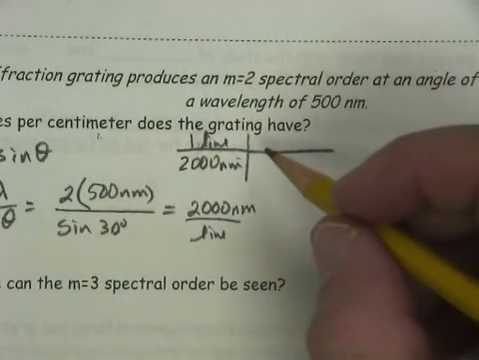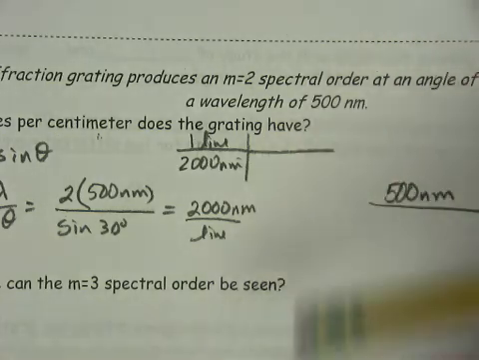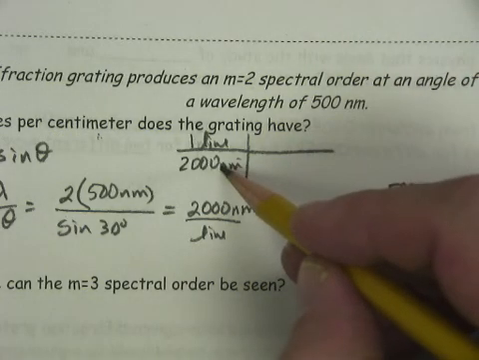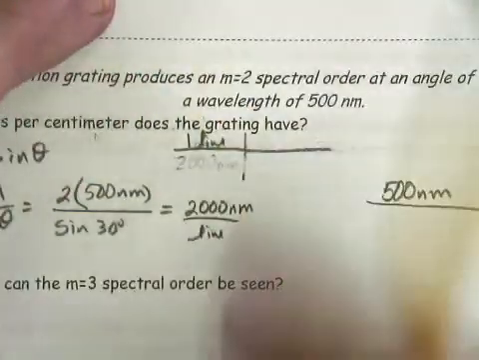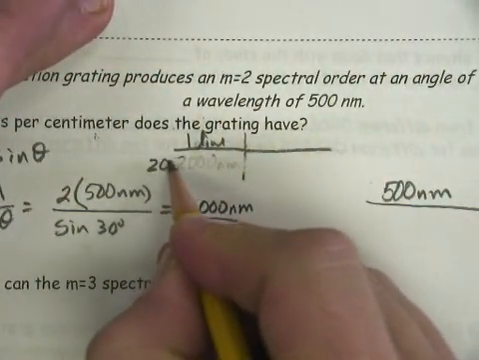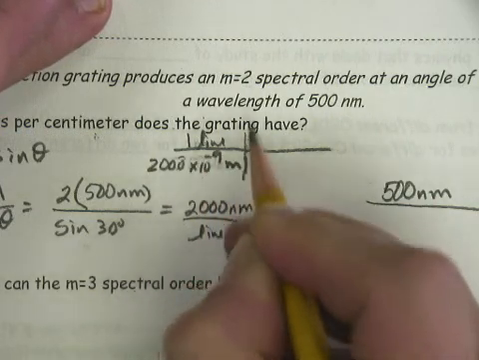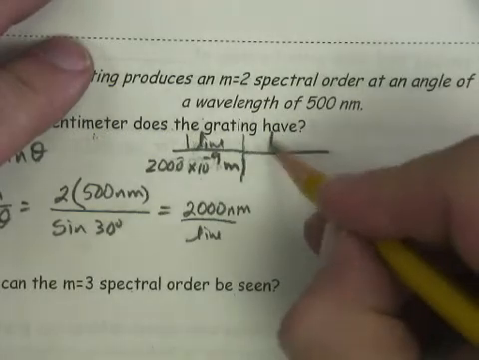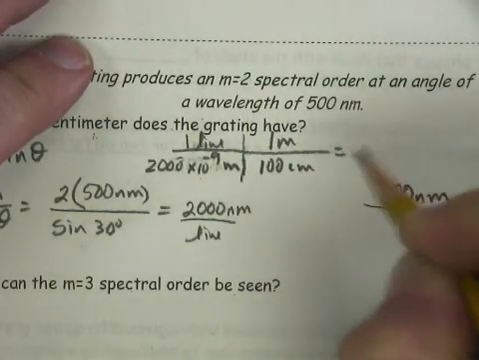So the first thing I'm going to do is just a quick conversion. I know that nano is the same thing as times 10 to the negative ninth. So I'm going to erase this and put in 2,000 times 10 to the negative ninth meters. This is how it makes sense for me. And then I know that 1 meter equals 100 centimeters.